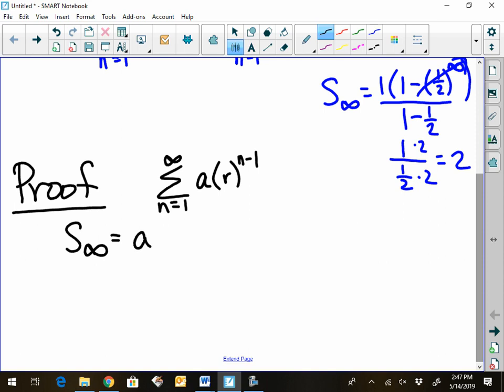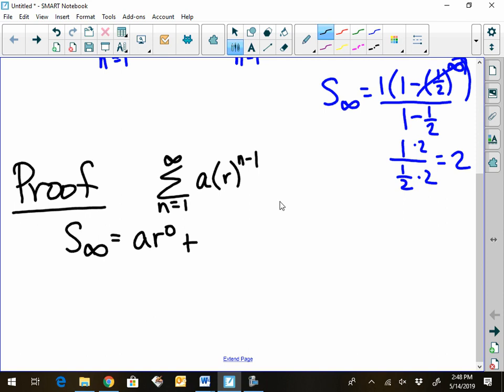All right, so I'll start and I will have a. We know our a is really usually a sub 1. I'm just going to use a for convenience. So a, and then r, and we'll always plug in 1 for our first one, right? So notice how our n starts at 1 here. So if we put 1 in there, 1 minus 1, we get 0.